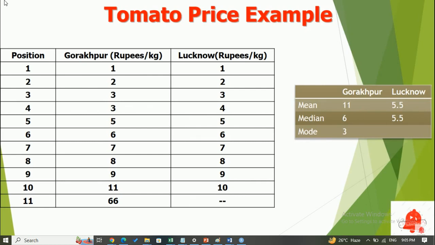Okay, let's do the same and find the mode of Lucknow tomato prices. Each price appears only once. How do we find the mode? Then we will say that there is no mode. But can't I say that there are 10 modes? You may ask. Sure you can, but it will be meaningless. Usually 2 or 3 modes are tolerable.